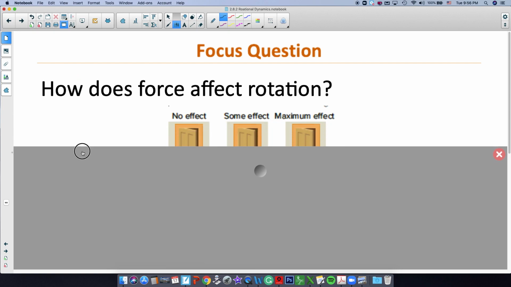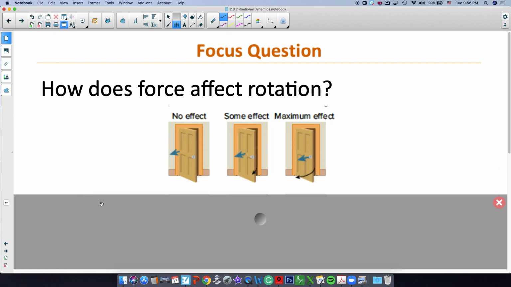Okay, so for an example here, we use a door. A pretty good example for torque here. I've got my door, hinges are here, so this part right here would be called the axis of rotation. Just where the hinges are, that would be considered the axis of rotation.